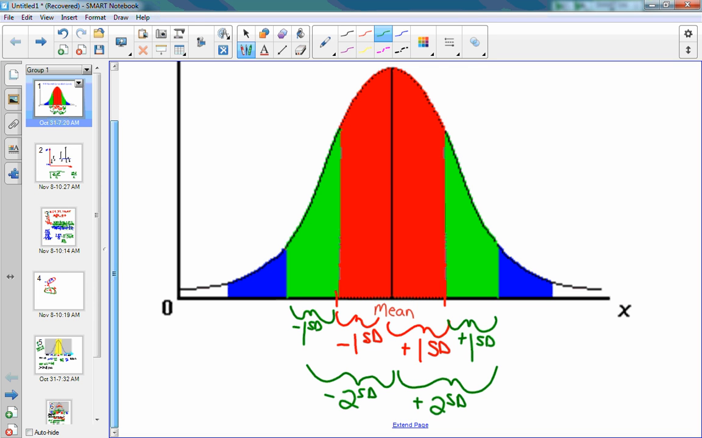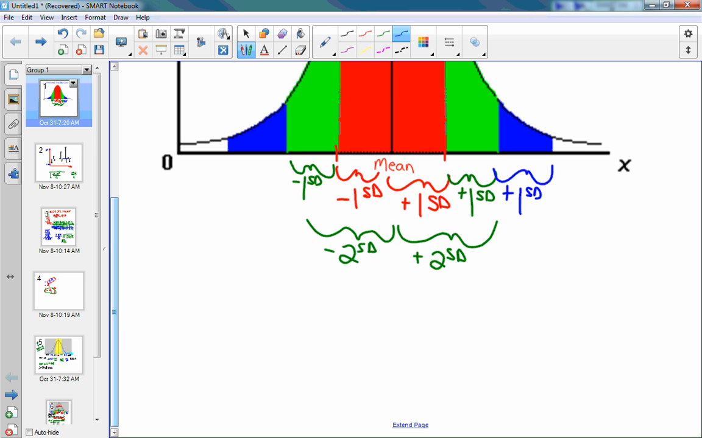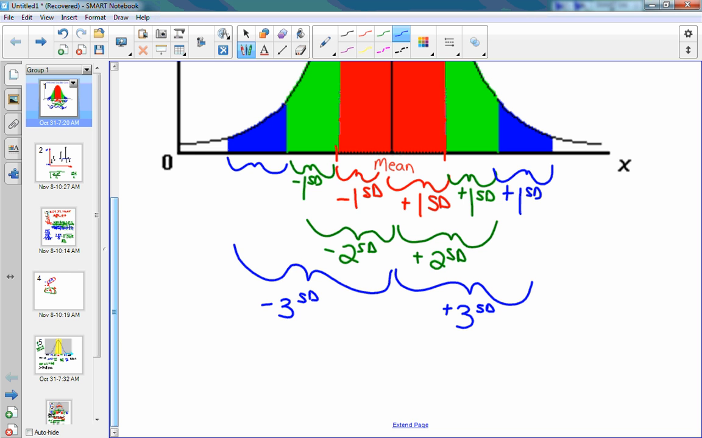And then the blue, using common sense or using our pattern that we have here, we're adding another standard deviation, or it's 3 standard deviations away from the mean. Any questions so far?